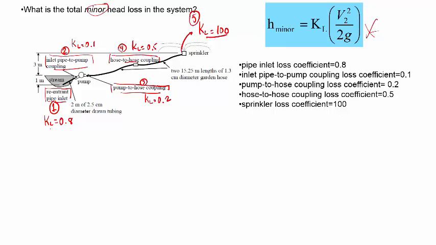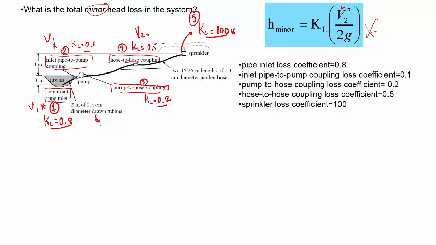The first thing you have to notice is that these coefficients are very small, but the sprinkler coefficient is very, very big. It makes sense because you're releasing all that energy into the air, so all that energy is lost. So we're going to use this expression, but as you can see, the velocity is a variable. So for 1 and 2, we have velocity 1, let's call it. But then for the others, specifically 3 and 4, we have V2, a different velocity. So let's get those velocities first.